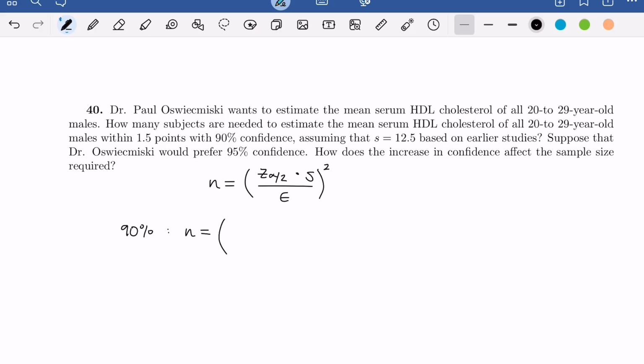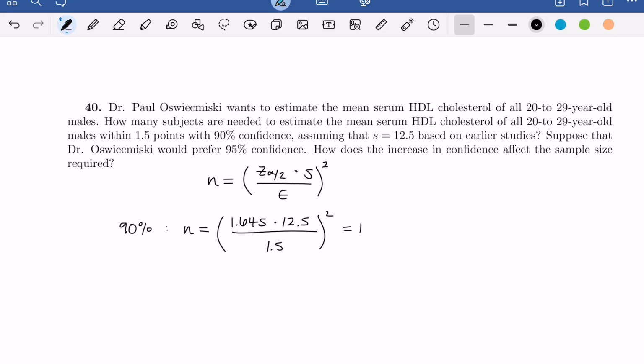In a 90% confidence interval, our critical value z of alpha over 2 is going to be 1.645. We showed how to find that in the last couple examples. We'll multiply this by the given 12.5, and then our margin of error is going to be 1.5. Looking at this within 1.5 points. Plugging this into a calculator, this is going to give us 188.